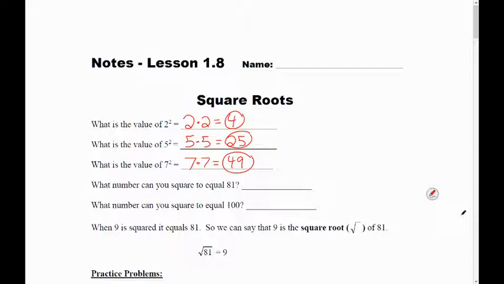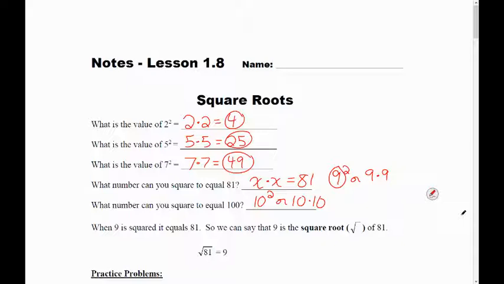Okay? So now it says, what number can you square to equal 81? So you're thinking, what number times itself would give you a total of 81? So that number is 9. So 9 squared, or 9 times 9, is equal to 81. Okay? And then same thing for the next one. What number can you square to equal 100? So again, what number times itself would give you 100? And that number is 10. Okay, so 10 squared, or you can think of it as 10 times 10.